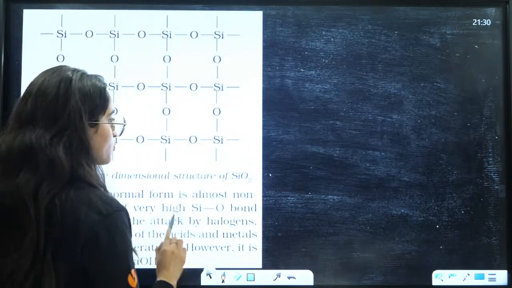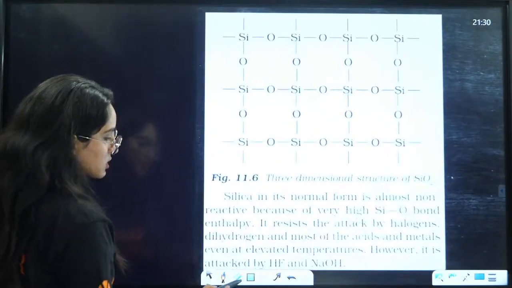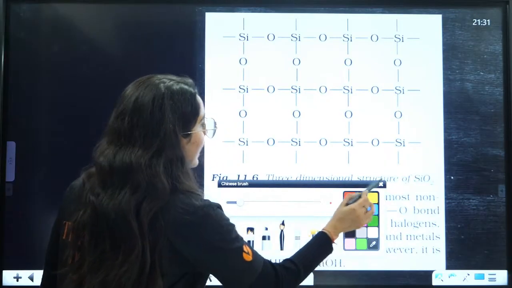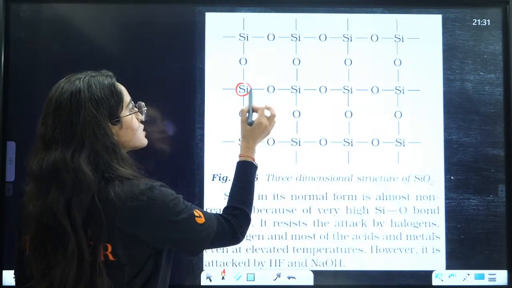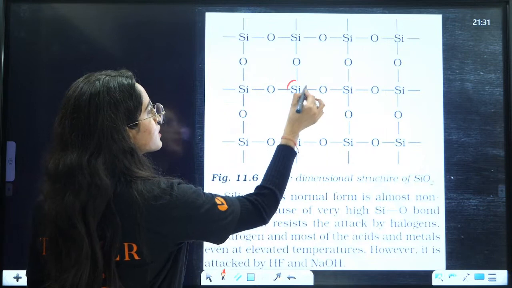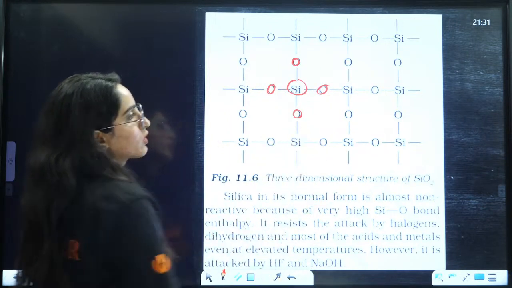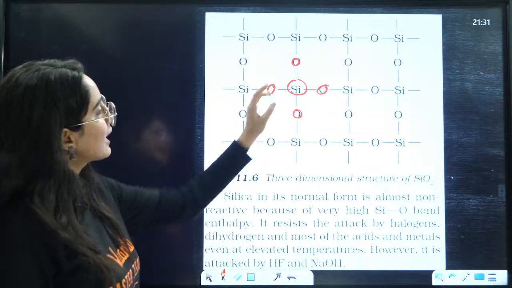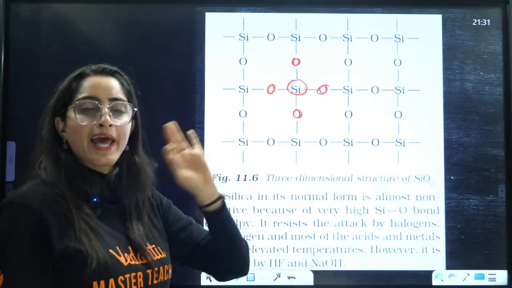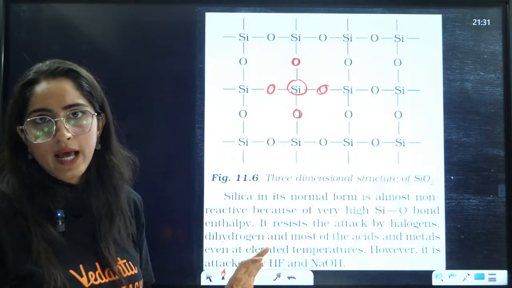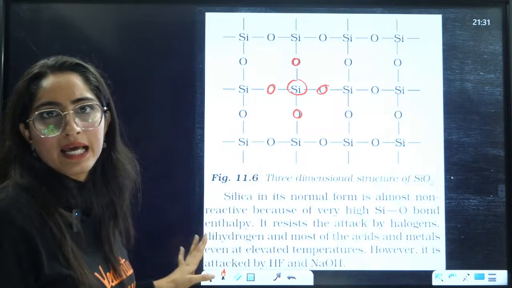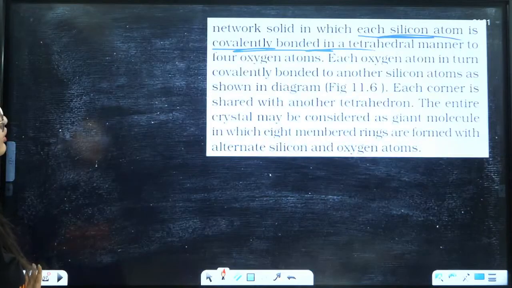So basically this is what they are talking about: each silicon, for example this silicon, is bonded to 1, 2, 3, 4 other atoms, tetrahedrally. Silicon has sp3 hybridization, and it is forming a network-like structure here. Now let us see the theory part.